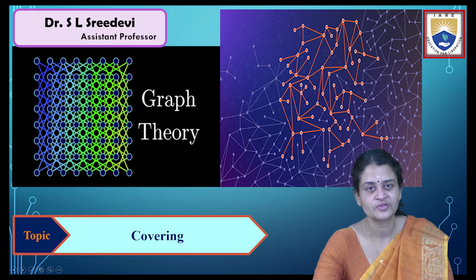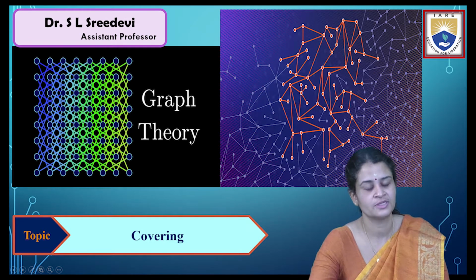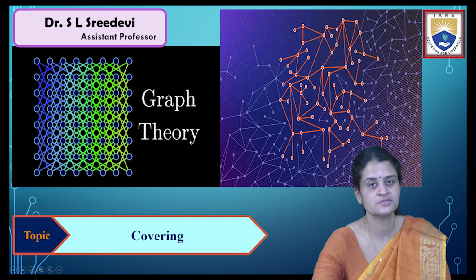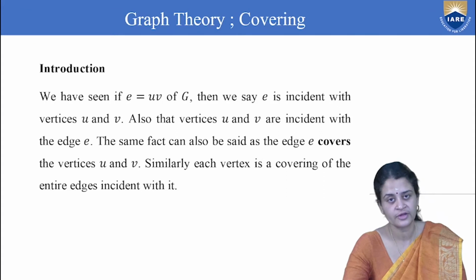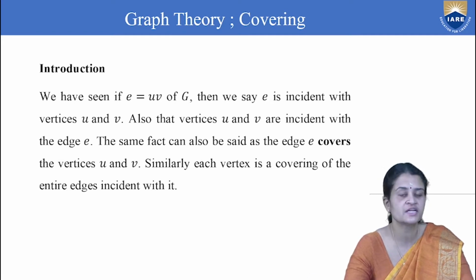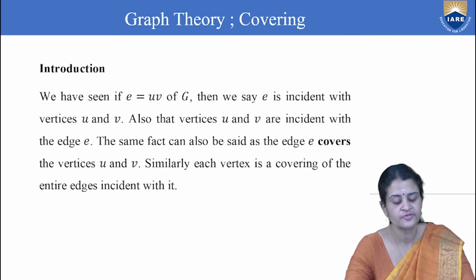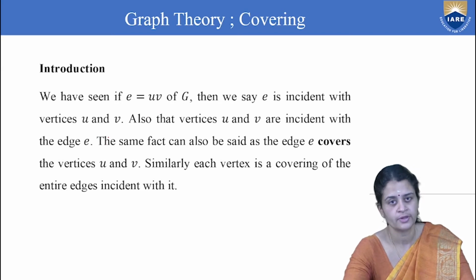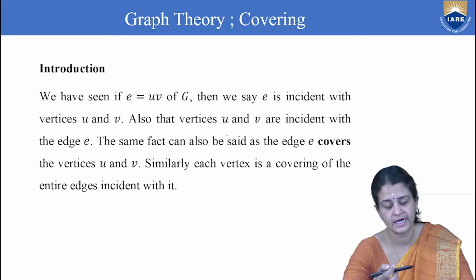Today in this session of graph theory, we are going to discuss the topic of covering. Already we have discussed what is matching and now we are going to discuss what is covering. From the definition of graphs, we know that if we are given an edge with two endpoints, its end vertices, then we say that that edge is incident with those vertices. Suppose E equals UV, then we say that E is incident with the vertices U and V. Also, U is said to be incident with edge E and V is said to be incident with the edge E.